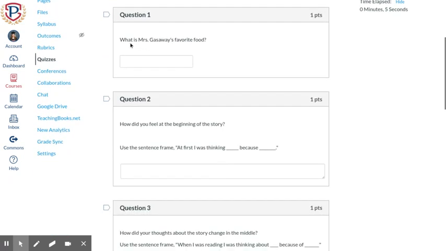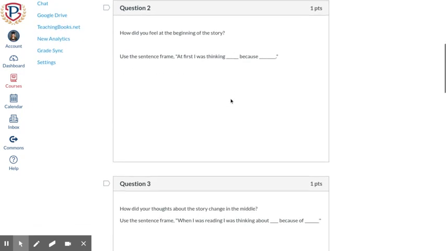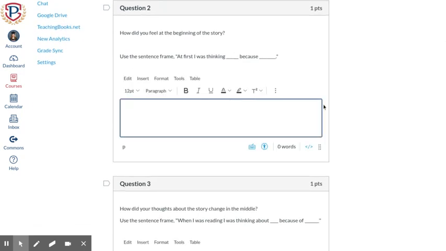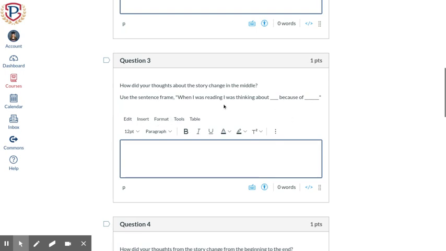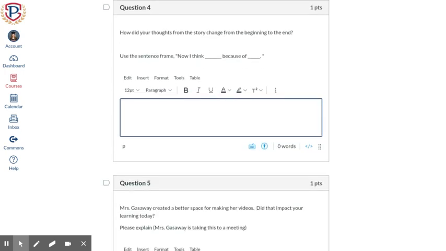Remember, Mrs. Gassaway's favorite food is pizza. How did you feel at the beginning of the story? And you need to read the whole story. I know if you're just going to read the first page. How did you feel in the middle? How did you feel at the end?